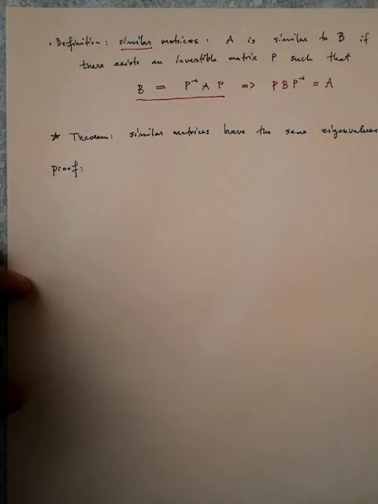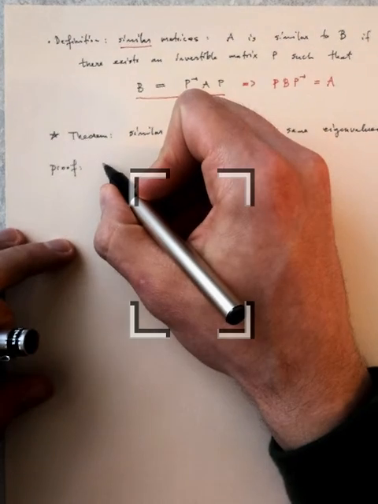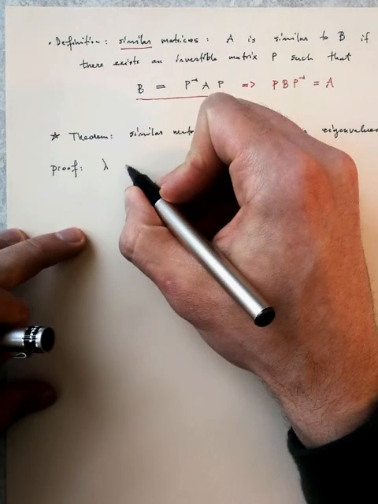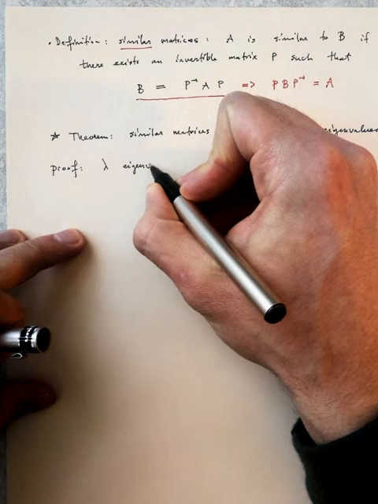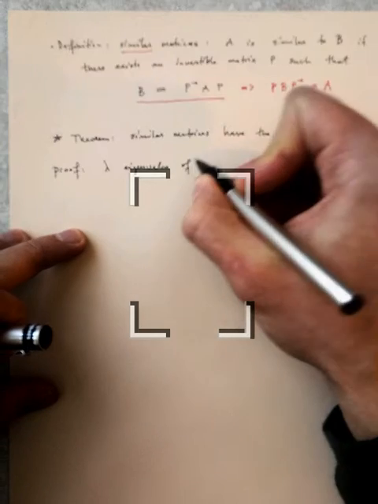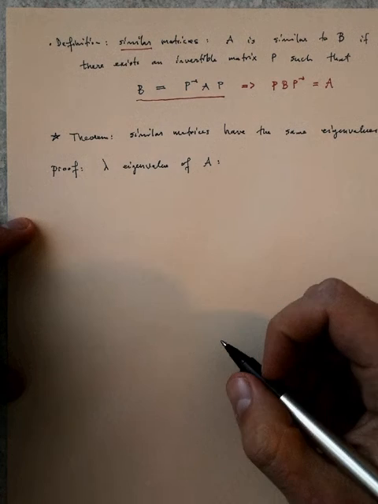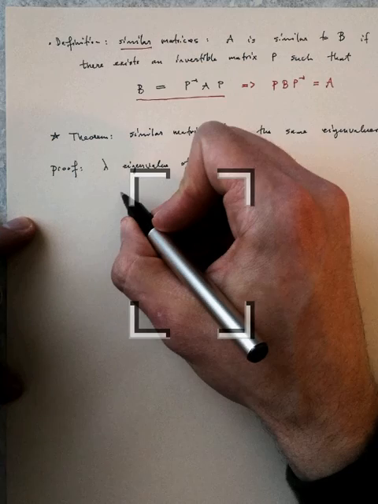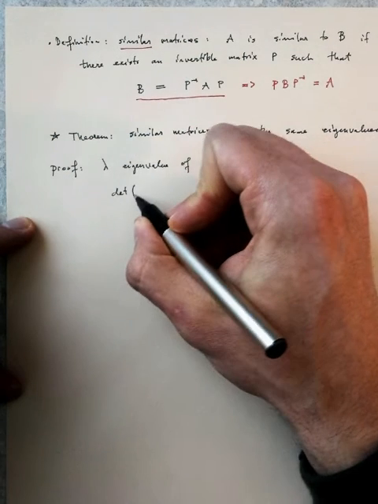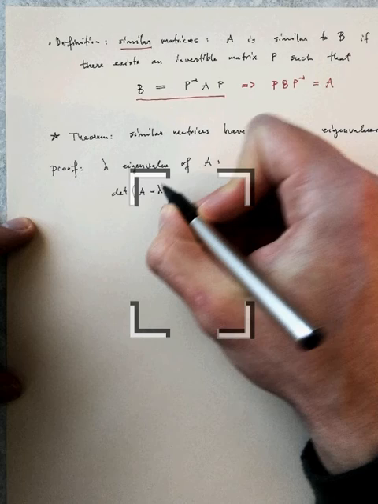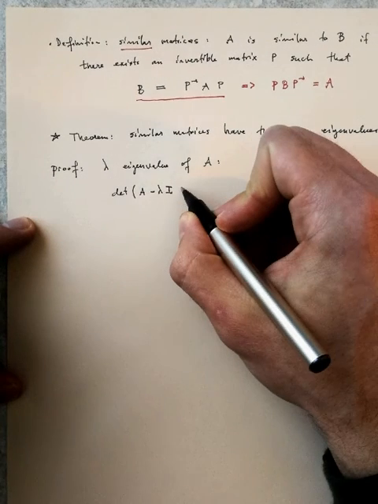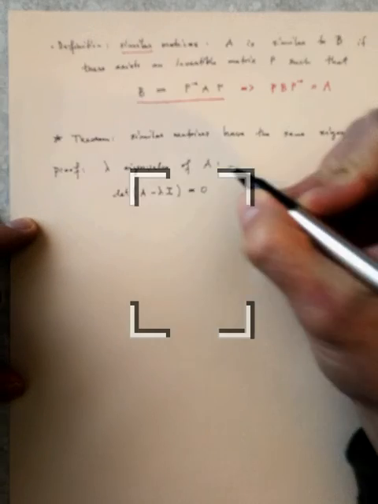And I'm going to prove it using the characteristic equation. So let's say that lambda is an eigenvalue of A. So by the characteristic equation, the determinant of A minus lambda times the identity is equal to 0.